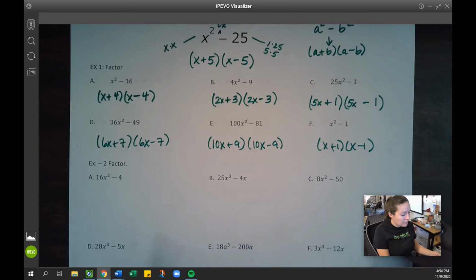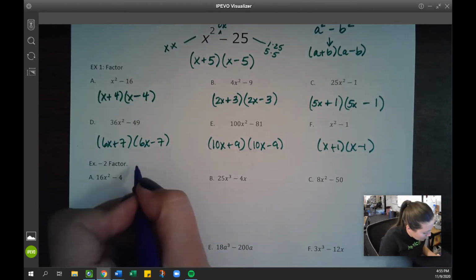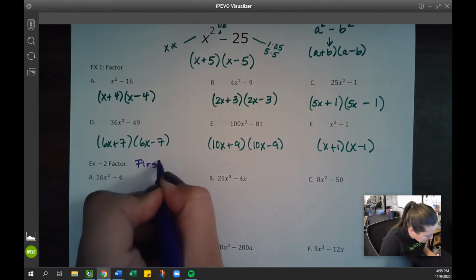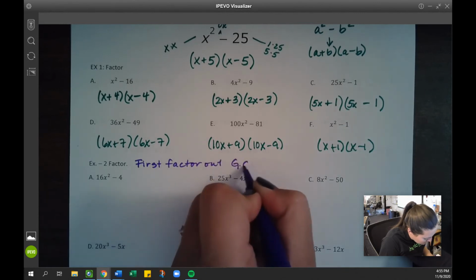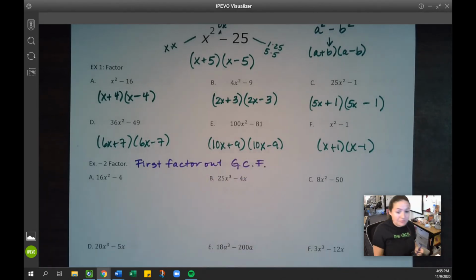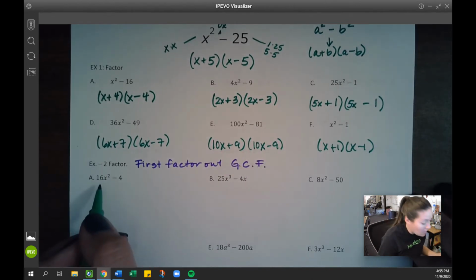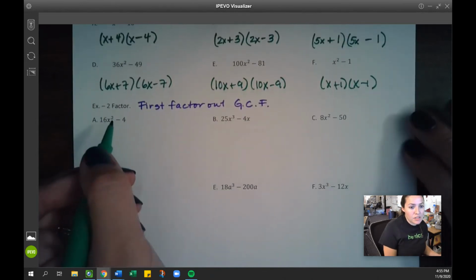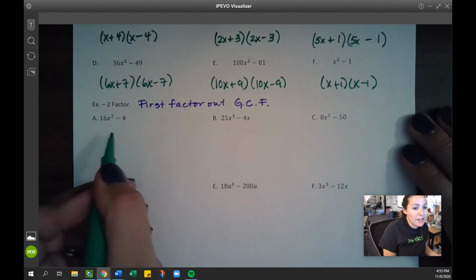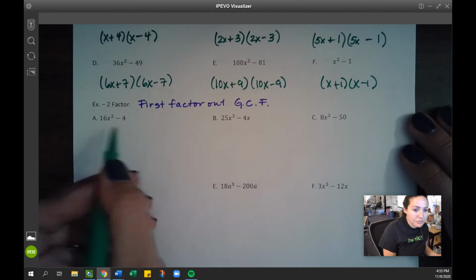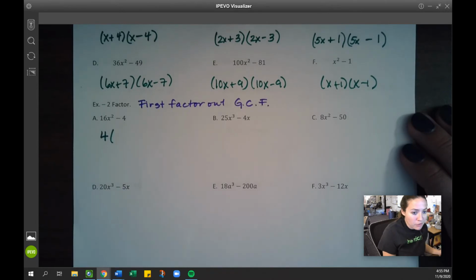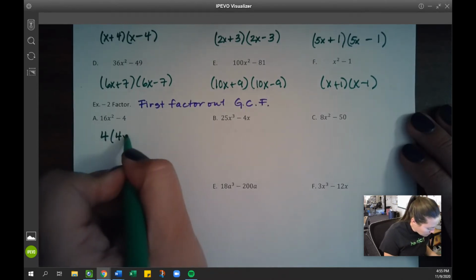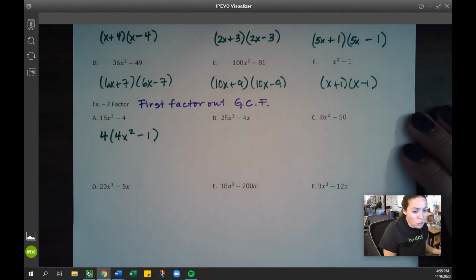All right, example 2. First, factor out greatest common factor. So what we have to look for is there anything that these terms have in common? Is there anything that I can divide both terms by? And in this case, the answer is yes. I can divide both terms by 4. And if I take 4 out, I'm left with 4x squared minus 1.